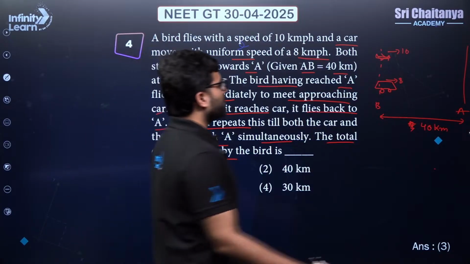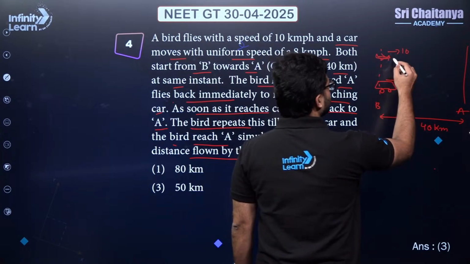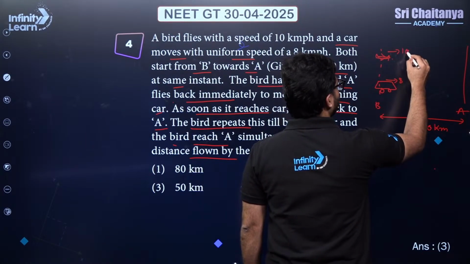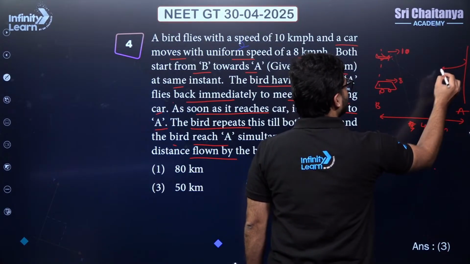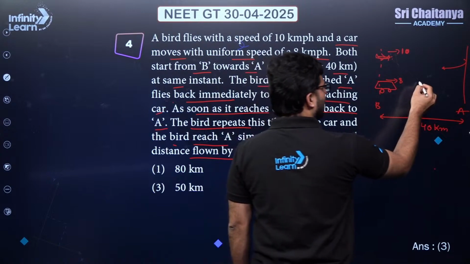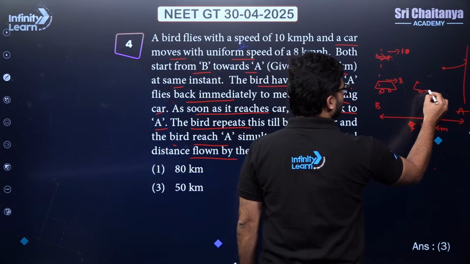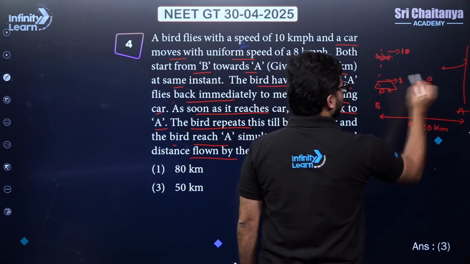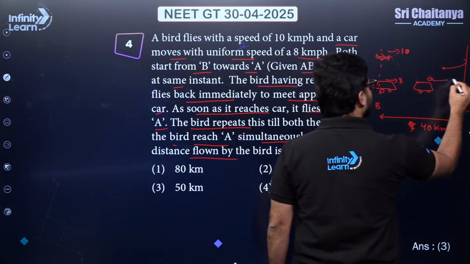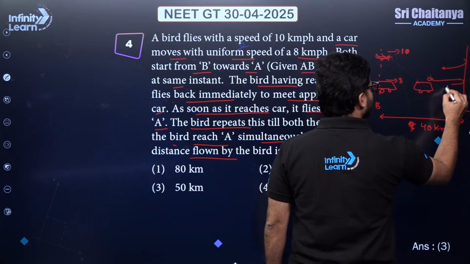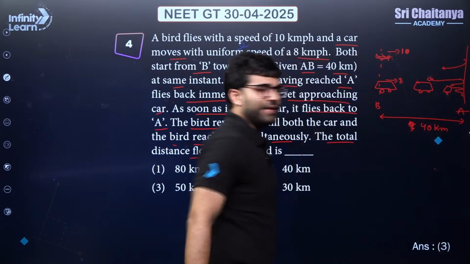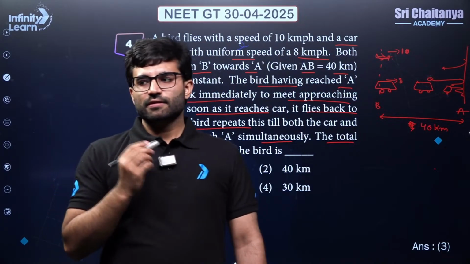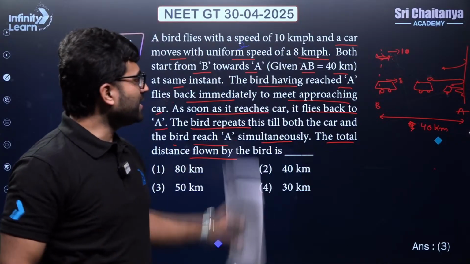Now, what is happening basically, let's say, since the speed of this is more, you can see it is 10 kilometers, it will go here, return back, and while returning back, the car will move some forward distance, right? So it will meet here. As soon as it meets here, it again flies back here. It again returns back, car has moved somewhere here, it again goes like this, and it keeps on happening until the car and the bird both reach that place, right?